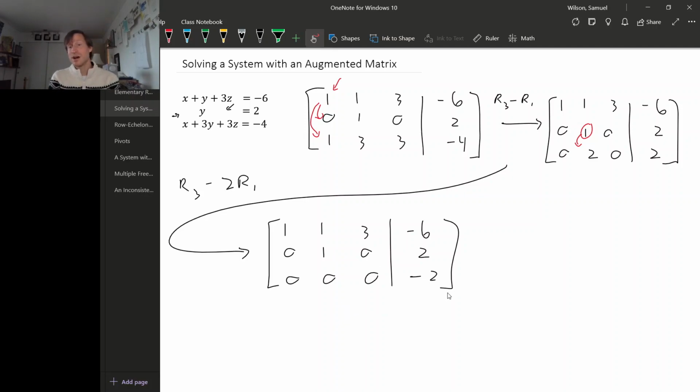Now we can think about the linear system that this represents and see what its collection of solutions would be. Well, this last row represents an equation that says 0 times x plus 0 times y plus 0 times z equals negative 2, and this clearly has no solutions. So this linear system has no solutions.